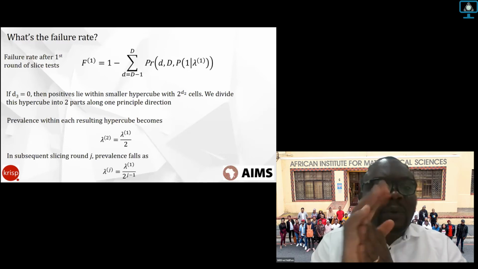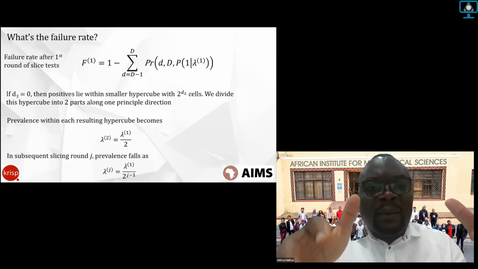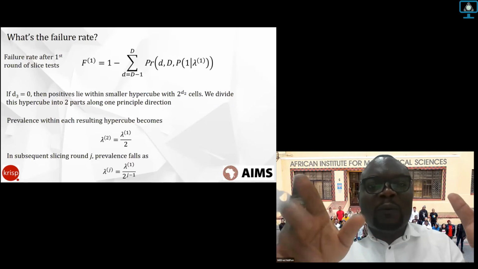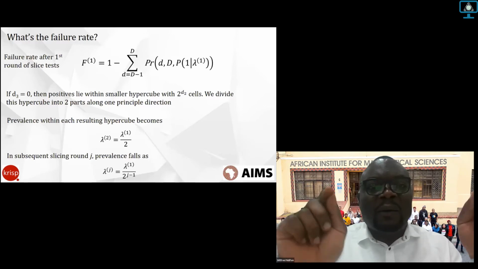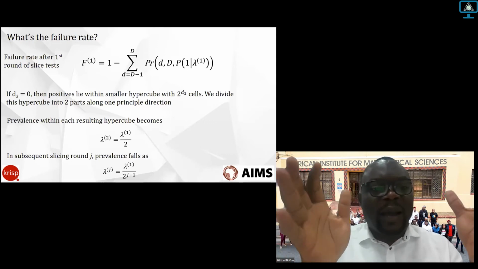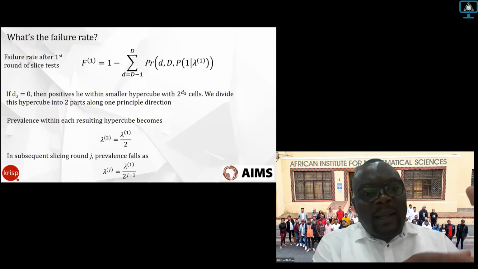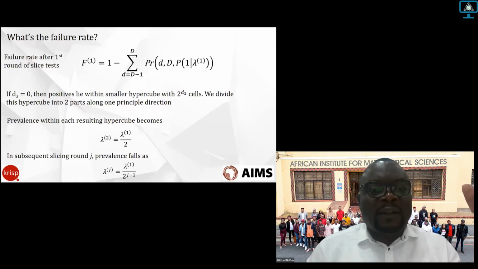If I have no principal direction with sigma equals 3, then I know that all my positive samples lie within a smaller hypercube with 2 to the D2 cells. Remember, D2 is the number of principal directions with sigma equals 2, with 2 positive slices. So I divide my hypercube into 2 parts, and then I repeat the slicing test for each of the parts. In the first round of slicing, I had the expected number of positive samples to be lambda 1. So because I'm creating 2 smaller hypercubes in the second round, the expected number of positive samples simply decreases by a factor of 2. And in the jth round, it decreases according to this formula.